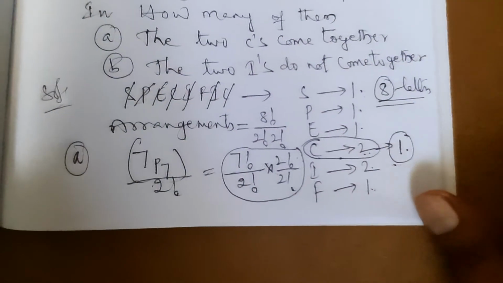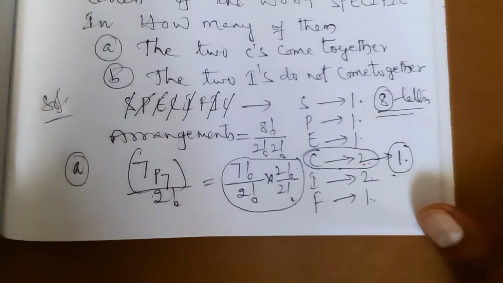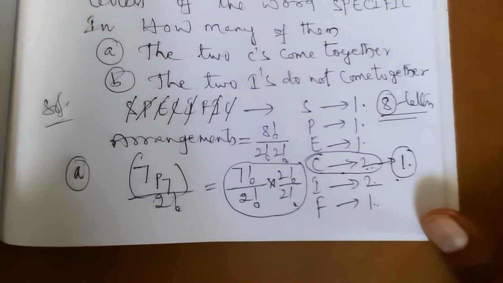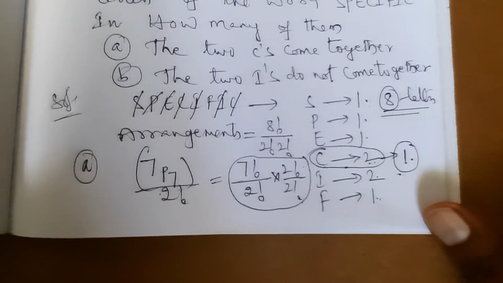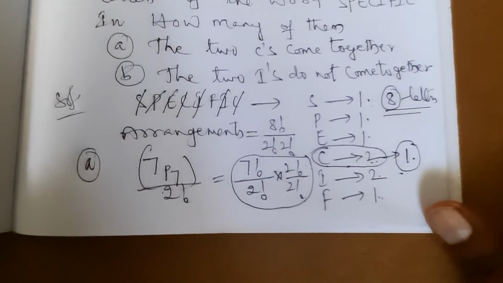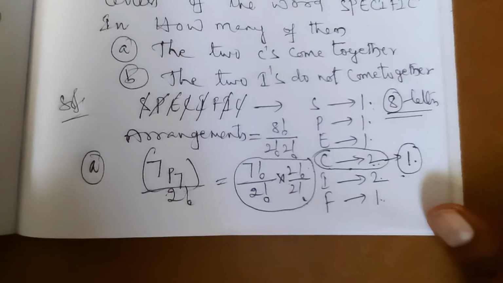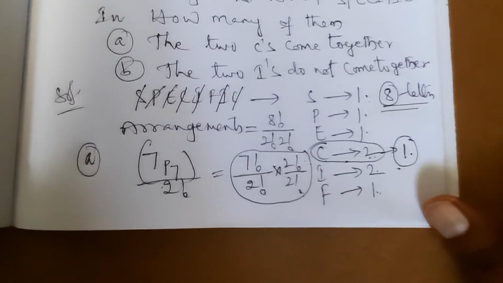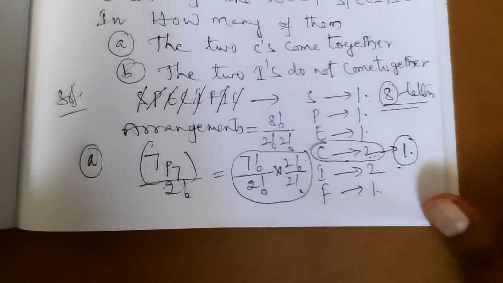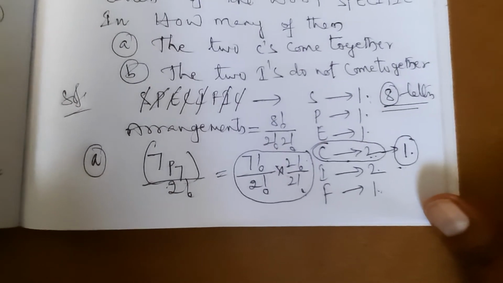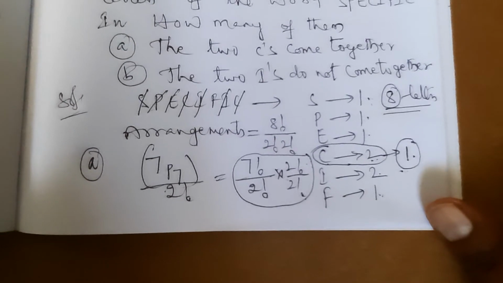So here the concept is whenever things come together, immediately you can take them as one unit. Then the remaining are all different. So here 6 plus 1, 7 units will be there. These 7 units I can arrange in 7 factorial by 2 factorial. Why have I written this? Since 2 I's are there, 2 I's exist, so due to those similar things there is 2 factorial.